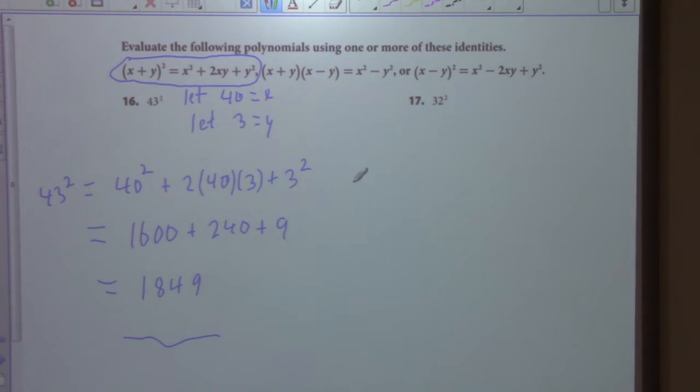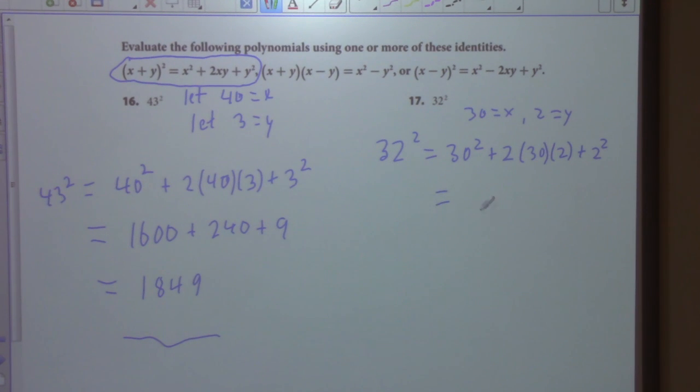All right, Jade likes being put on the spot. Okay, Jade, how'd you do this one? Okay, so I let 30 be equal to x, so 30 is equal to x, and 2 is equal to y. And I did 30 squared plus 2 times 30 times 2 plus 2 squared.